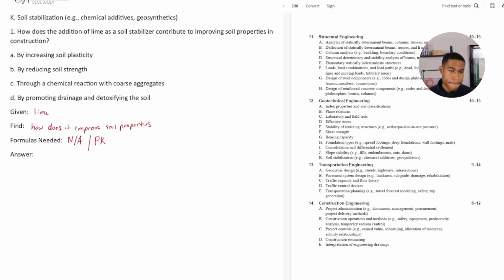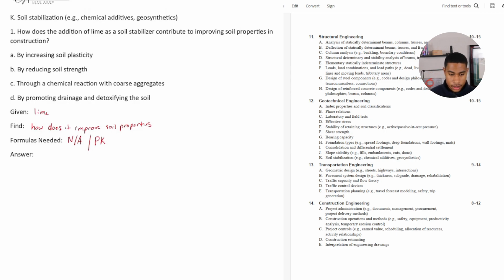Okay, so what prior knowledge might you need? Okay, so lime, I'm gonna go through what lime does. So lime aids in the drying of wet or saturated soils by facilitating drainage and reducing water content. Okay, so lime also can contribute to the detoxification of certain types of expansive or reactive clay minerals, right? So this will prevent undesirable soil reactions, right?